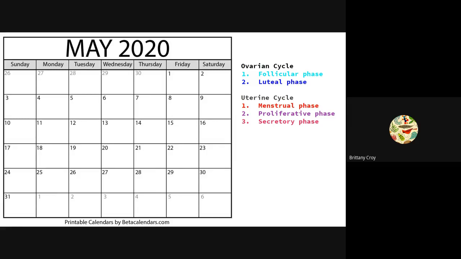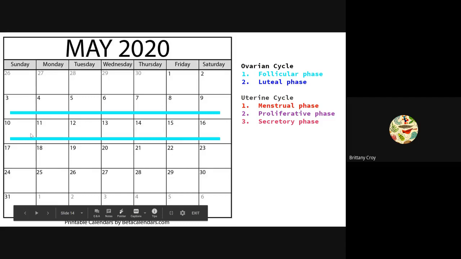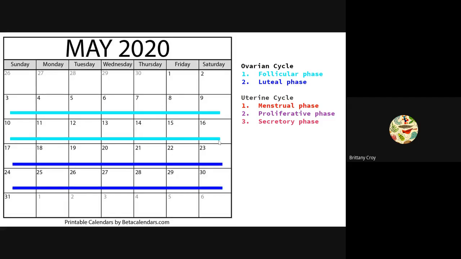And then hopefully we got the same answer. So she said that her period is supposed to start on May 3rd. And since her cycle is 28 days, I know that her follicular phase will be 14 days. So I color-coded the first 14 days here as the follicular phase. And then the last 14 days are going to be her luteal phase. And then if we add in the uterine cycle, she said that her periods normally last for 5 days. So here would be her menstrual phase.